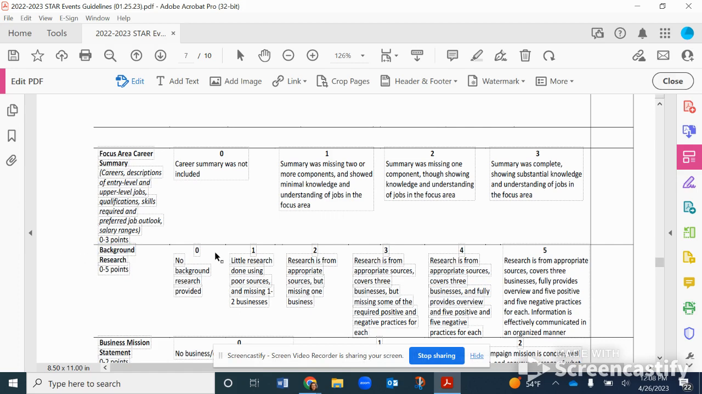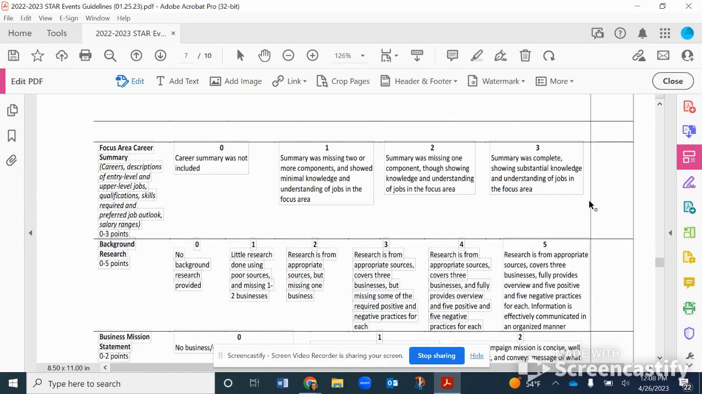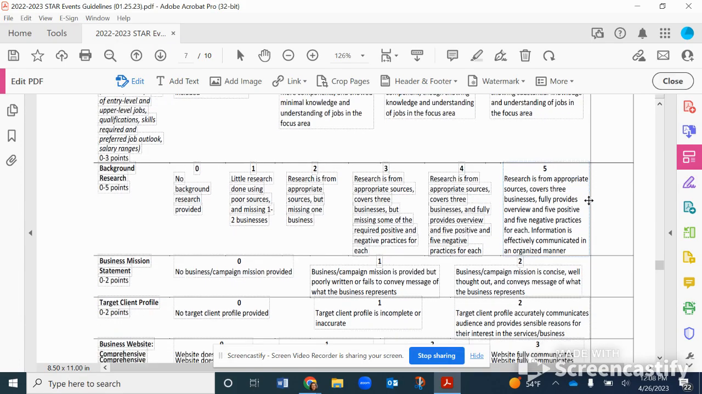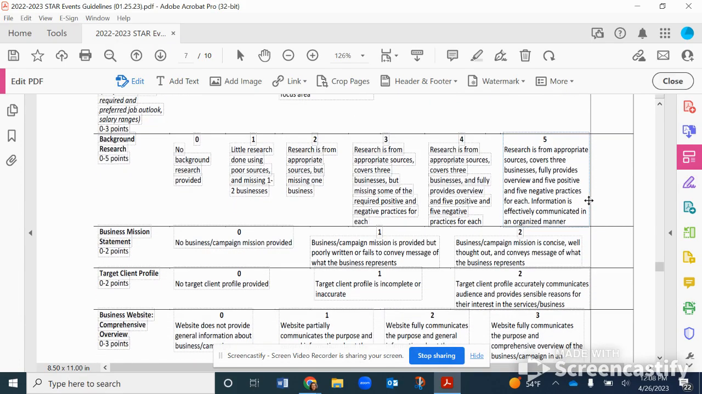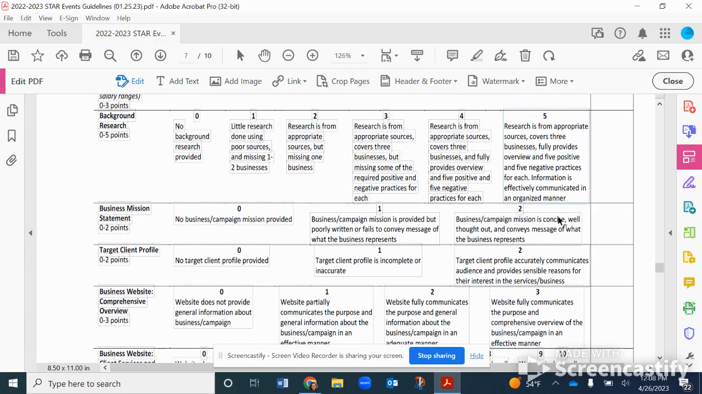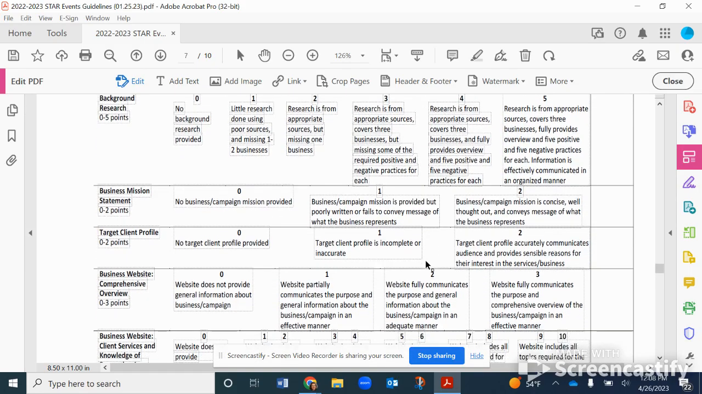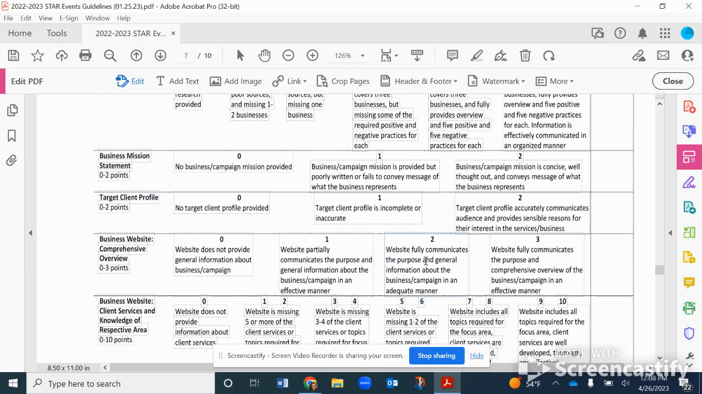So those two, I think, are both good to stay. I think the research is important. The summary of the thing is important. The mission statement's good. Target client profile is good, for my project specifically, I think so.